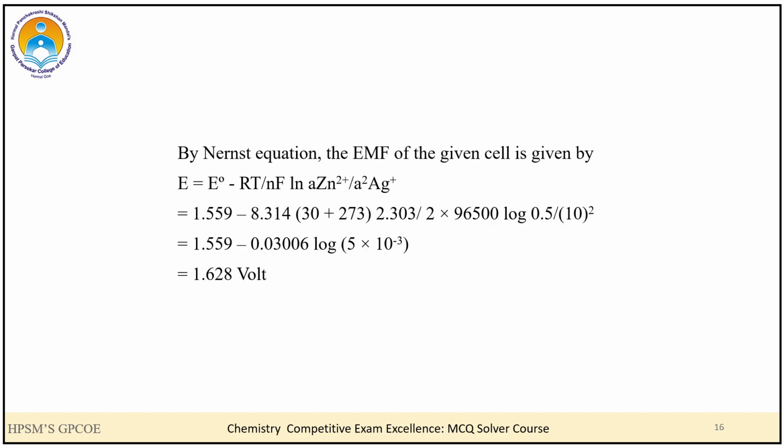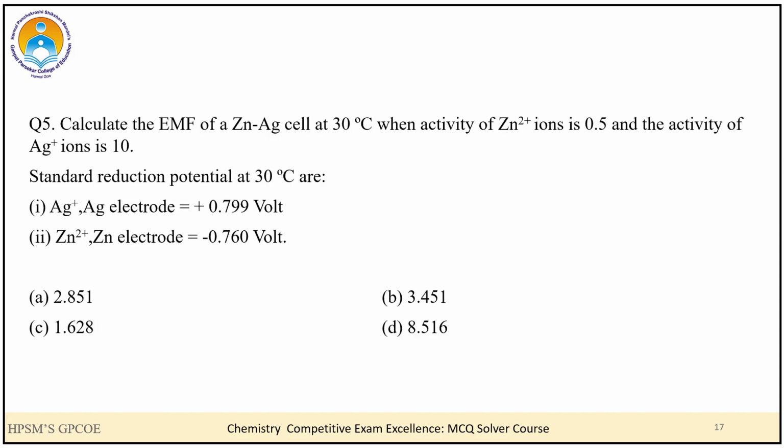By the Nernst equation, the EMF of the cell is given by E equals E naught minus RT upon nF ln the activity of Zn2+ divided by the square of the activity of silver+. If we substitute the corresponding values, we get an answer of 1.628 volt. Thus, option C is the answer.